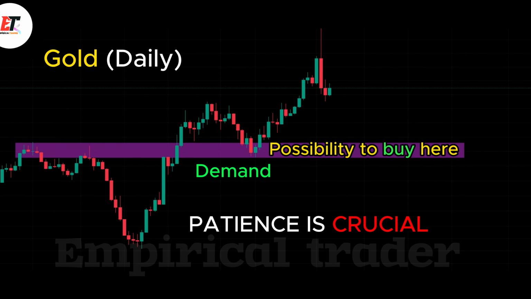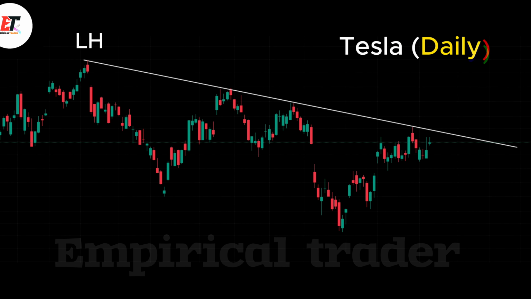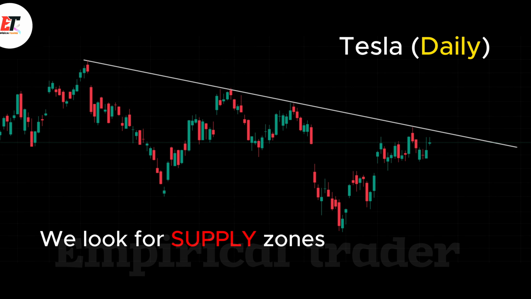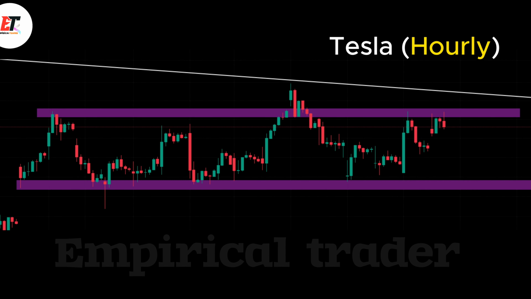The opposite can also be done. This is the Tesla stock on the daily time frame. We see that it follows a downtrend. Knowing this, we can go on lower time frames to look for supply zones to sell. This is the hourly time frame for Tesla. Up is supply, down is demand. Notice how price broke out but failed to continue. As we already learned, this is called a fakeout.